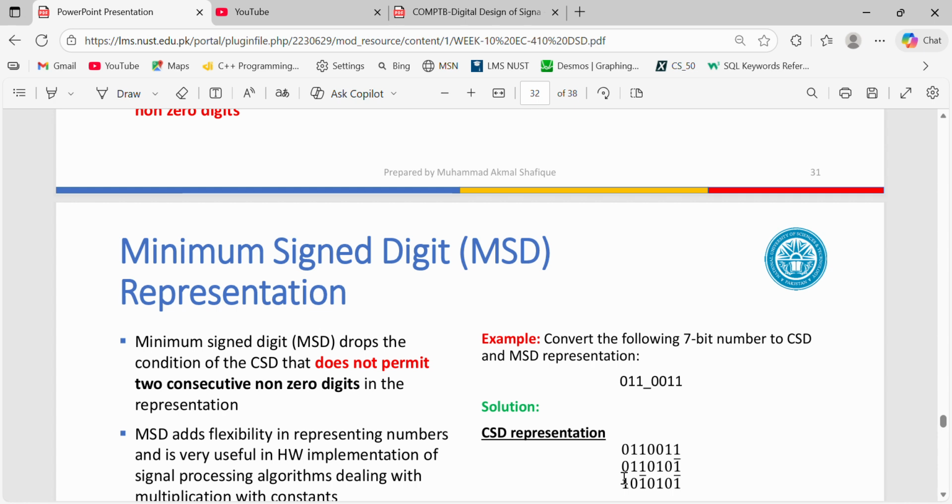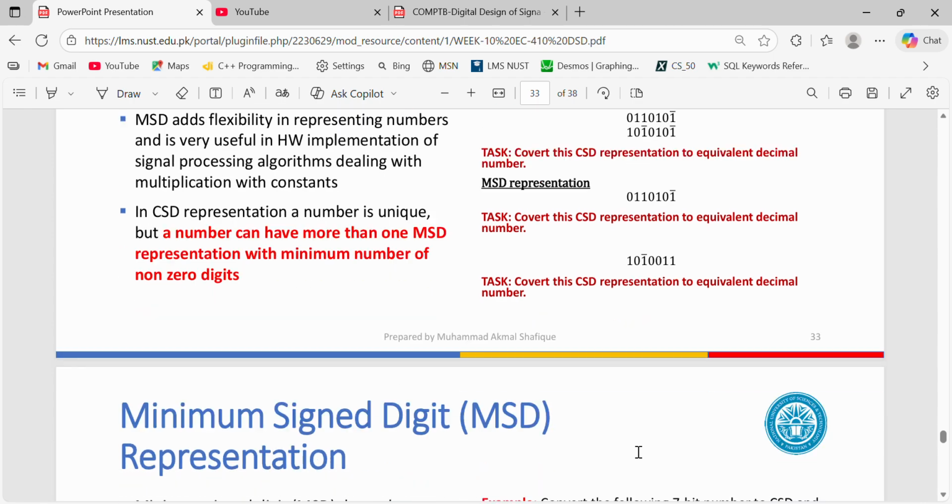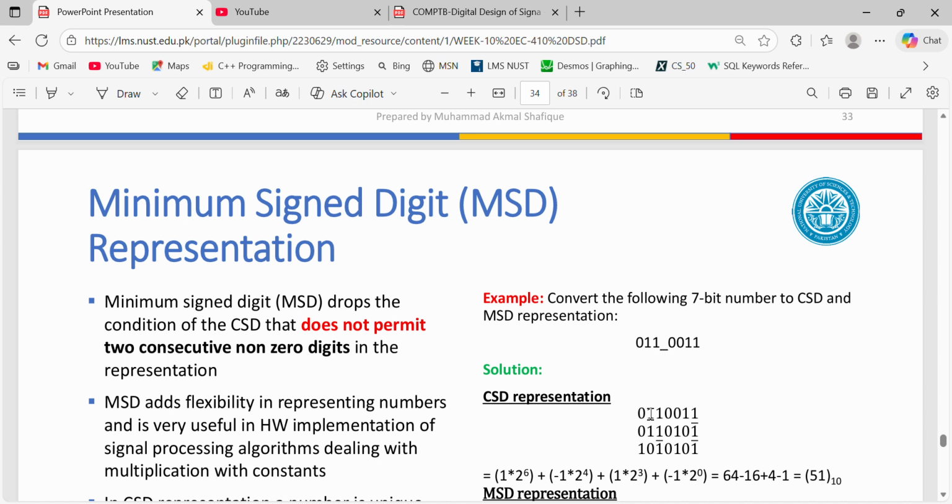Let's convert this number to decimal and see if both of these numbers are equal or not. Here you can see, as I told earlier, this number represents 51, and its equivalent CSD, if we take powers of 2 raised to 0, then 1, then 2, then 3, then 4, and take the decimal representation, is also 51.